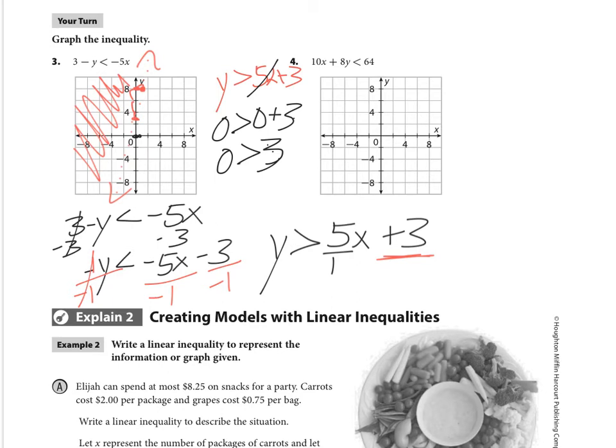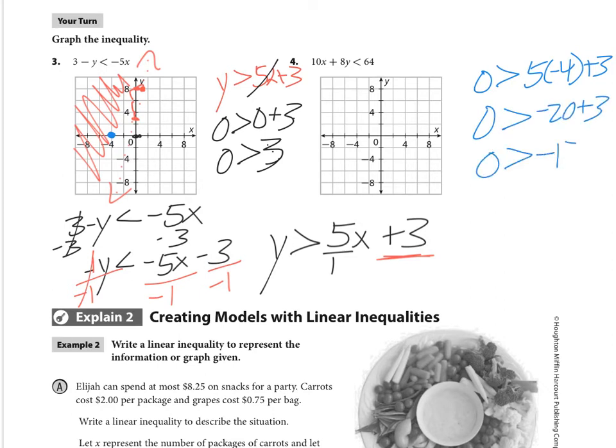So now I pick a point that is in the shaded region. This time, let's say we pick negative 4, 0. So I put negative 4 in for x and 0 in for y. And I work that out, and I get negative 20 plus 3, so that's negative 17, and 0 is greater than negative 17, and that point is in the shaded region, so that works. So it's a good idea to pick points and check them in the problem. So I'm going to give you a minute here, and you may want to pause the video to try number 4, and then you can check your answer.